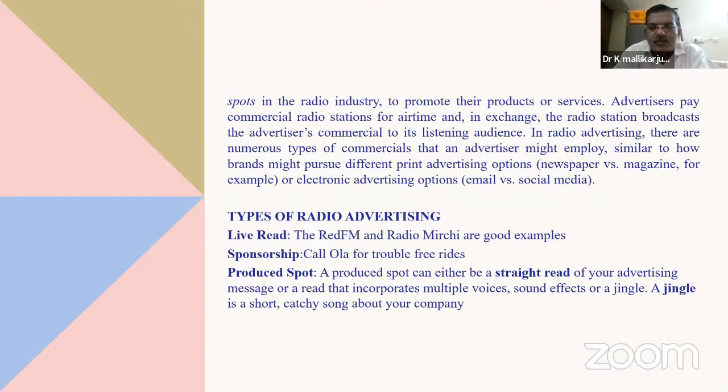The second type of advertisement is sponsorship. Radio channels offer events sponsored by so and so company. This program is sponsored by so and so organization, so and so product. Like if Red FM is offering a channel, they say they are promoting Ola or other products, or sports products, or events sponsored by educational institutions and medical colleges. Then there is the product spot. The product spot can be either a straight read of your advertising message or a read incorporating two or three voices. Very effective is the jingle, a short, catchy song about your company. The product spot is also one kind of trade advertisement.